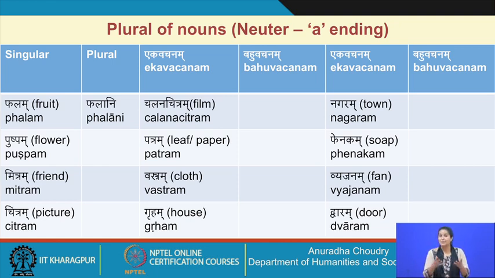Chalanachitrani. Patram, patram, patram. Patrani. Vastram. Vastrani. Remember, where there is an r kind of sound that comes at the end, it will get an n sound. Okay. So, griham, griham, griham. Uttamam. Grihani. Nagaram. Nagarani. Phenakam.